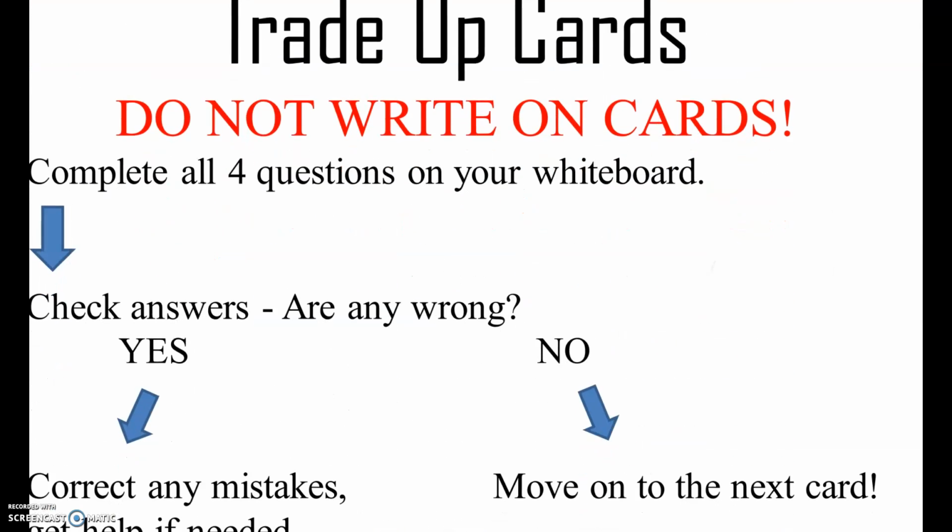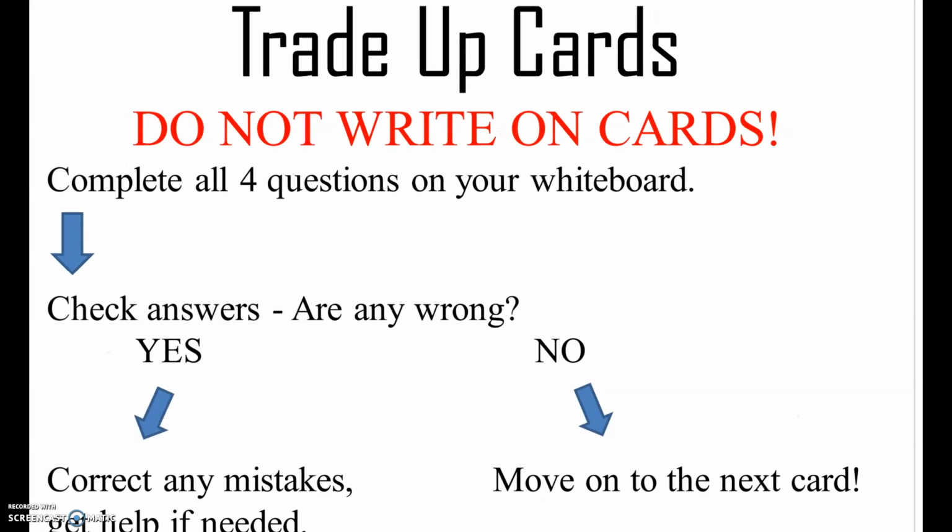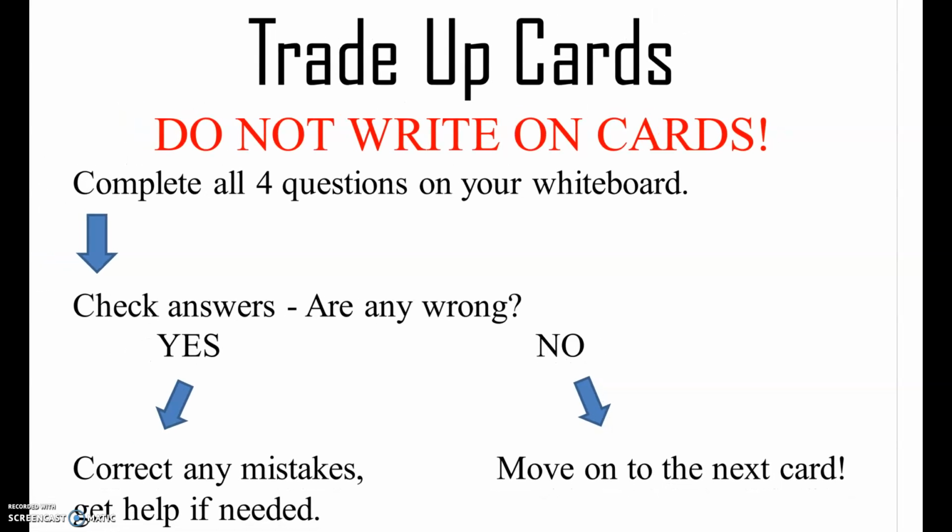All right, what you're going to do now is these trade-up cards, and the sub will help you get started with this. One thing I'm going to change, we're not going to do them on our whiteboard. We're just going to do it in your notebook. So you have green little half sheets. Those are each of your cards. You're going to start at card number 1 and just work through them in order. Please don't write on the cards.